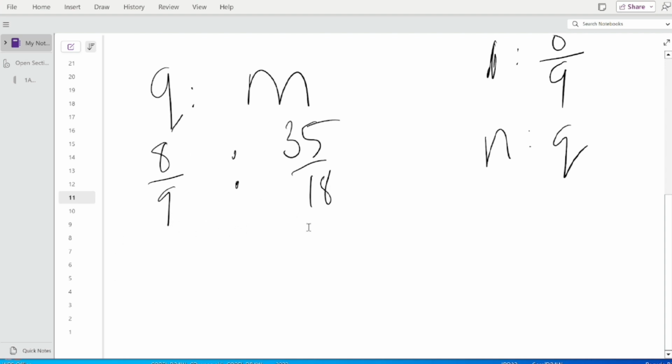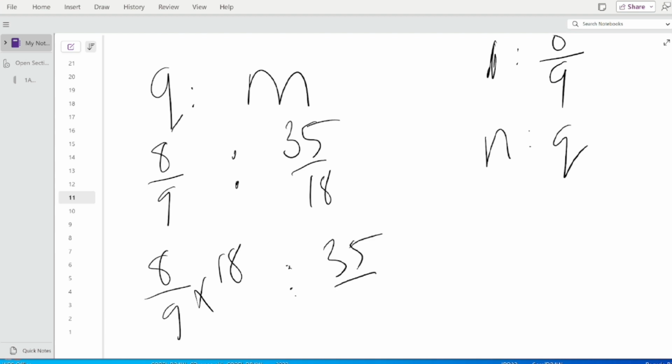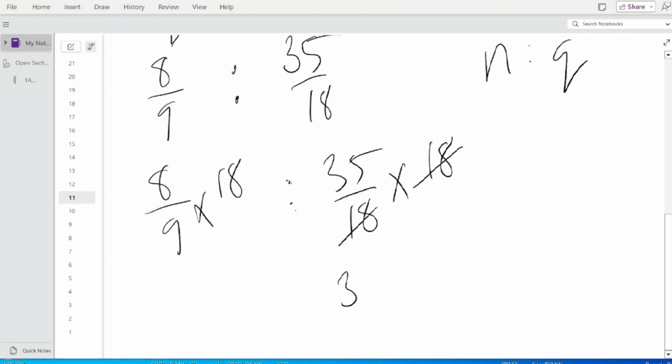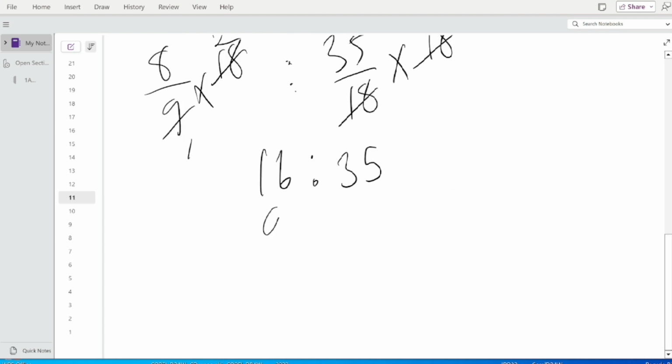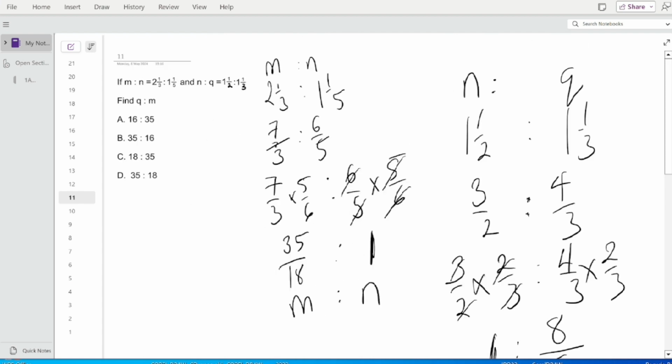And looking at this, we have 9 and 18. We can find 9 in 18, that's 9 times 2. So we can therefore say multiply both sides by 18. So we have 8 over 9 times 18 ratio 35 over 18 times 18. 18 cancels 18, we have 35 on this side. Then 9 here 1, 9 here 2. We have 2 times 8, that's 16. The ratio of q to m is 16 to 35, which is A.